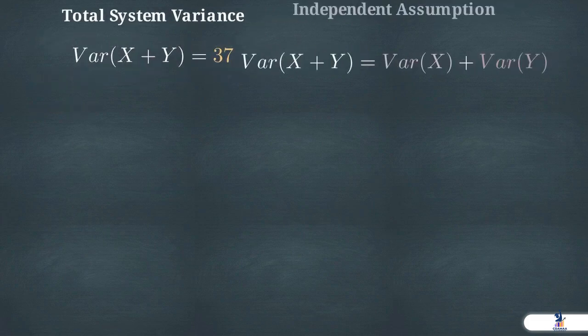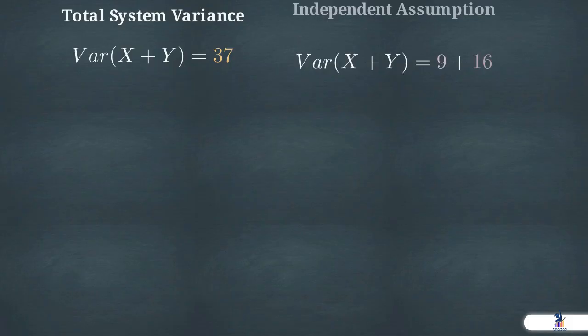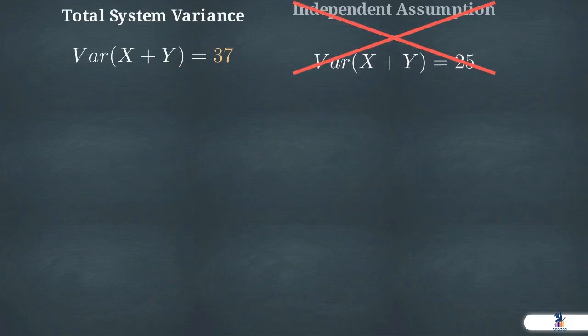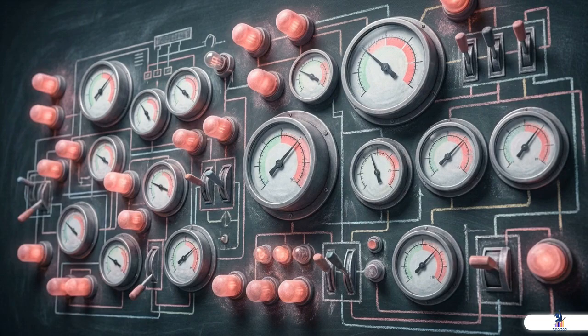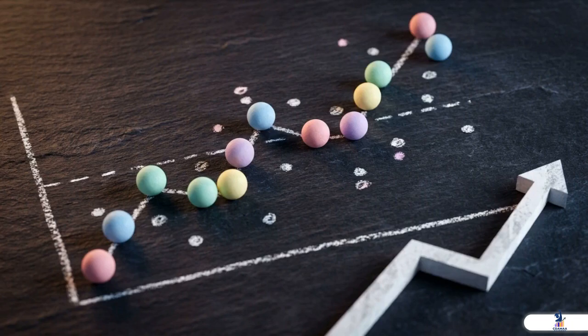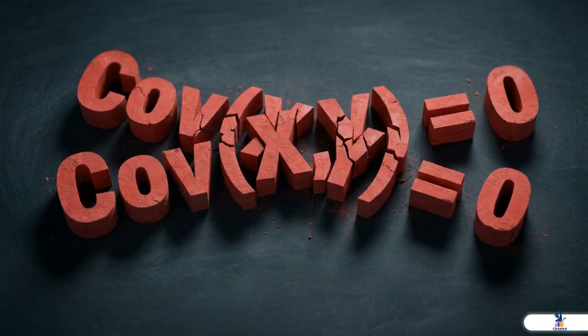Inserting that back into the equation reveals a total system variance of 37. If we had falsely assumed the components were independent, we would have expected a variance of only 25. That extra covariance term dictates exactly how much systemic risk is compounding. This specific mechanism is the exact engine driving catastrophic aggregate risk failures, as well as the mathematical basis for portfolio diversification.